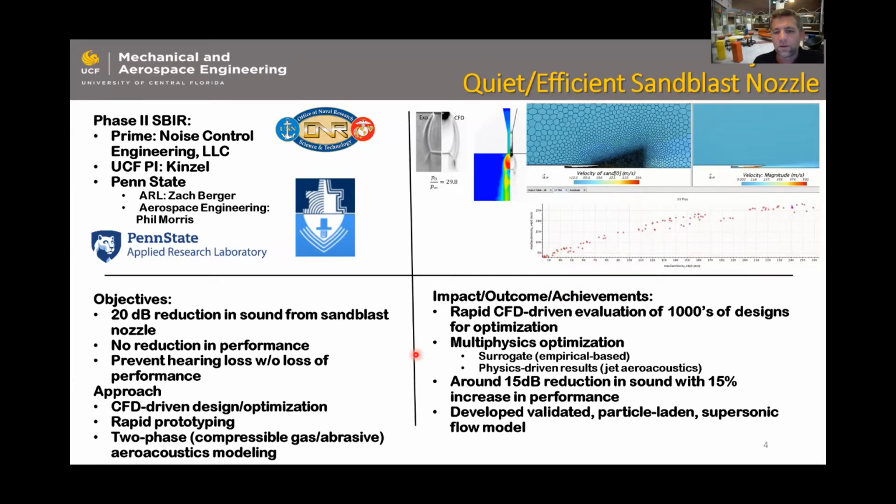Some of the impact outcome achievements, I mean, again, these are thousands of designs we're evaluating. We're evaluating a lot of intricate technology or changes to these sandblast nozzles and getting to some very interesting, and we think there's going to be some very good results. We're also doing this, and just a brief comment, some of our initial results were already at 15 dB reduction in sound with a 15% increase in performance. And we think we're going to be able to beat this in our final designs.